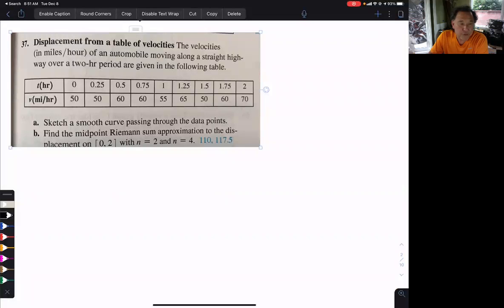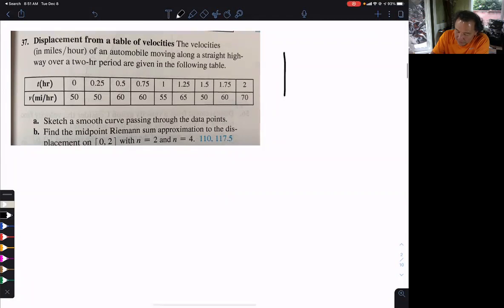This is 5.2, number 37. So the difference to this, we don't have a function, we have a table of values, and we're trying to do Riemann sums. These are the velocities at given times. The units are miles per hour for the velocity and hours for time. Sketch a smooth curve passing through the data points.